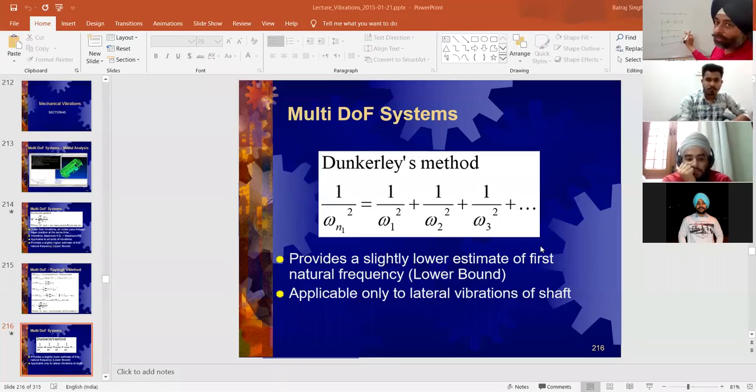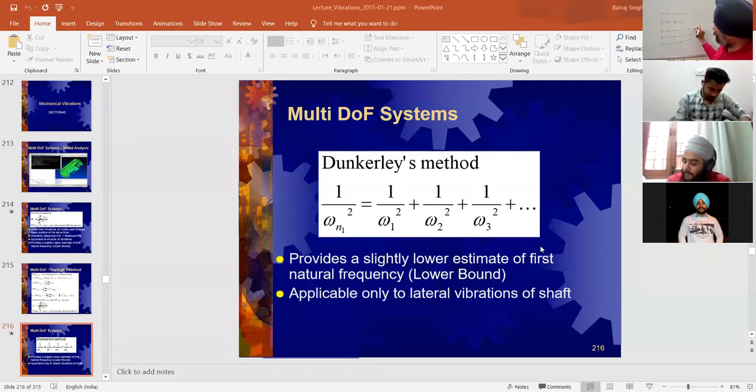Because this has only one natural frequency, we term that as, let us say, omega 1. This is not the natural frequency of the system on the whole. This is one of the component frequencies. This one is omega 2. This one is omega 3.